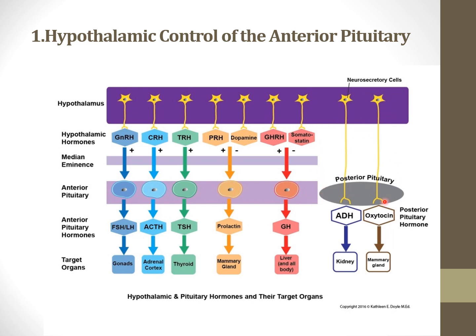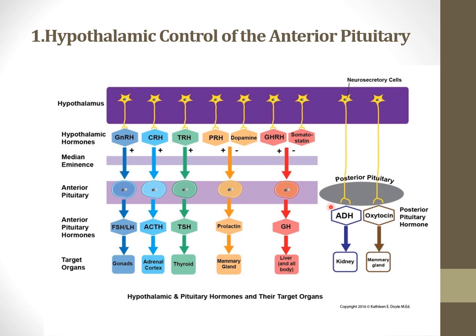Now, the posterior pituitary secretes two hormones, ADH and oxytocin. These two hormones are actually synthesized by the hypothalamus, in the neurosecretory cells of the supraoptic and paraventricular nuclei. ADH is important for the maintenance of water and it acts on the kidney. Oxytocin acts on the mammary gland.